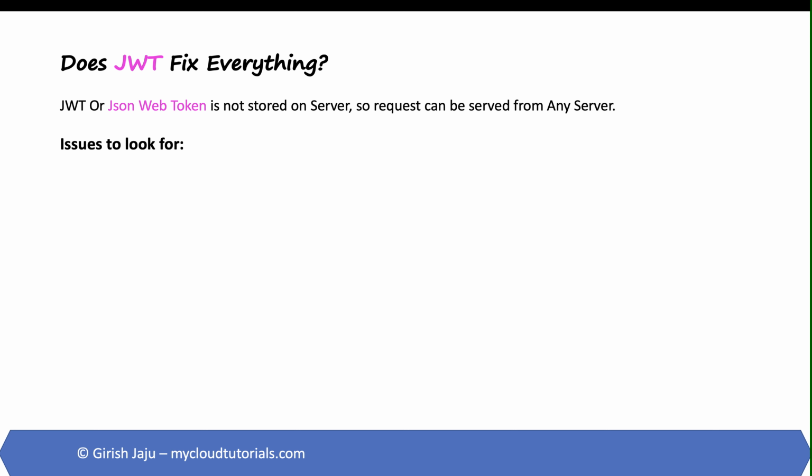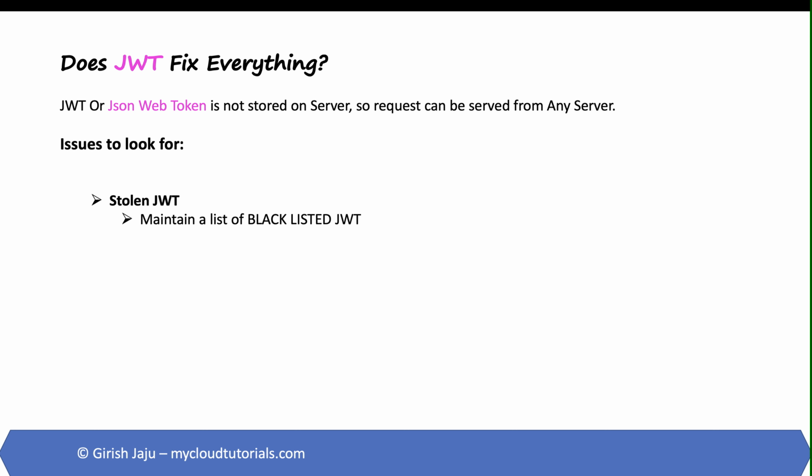Well, of course not. Some of the issues to look for are a stolen JWT. If a JWT ends up in the wrong hands, a malicious user can access a protected endpoint by sending the JWT in the header. As long as the JWT token validation is successful, the server will honor the request. How do you prevent such a thing?